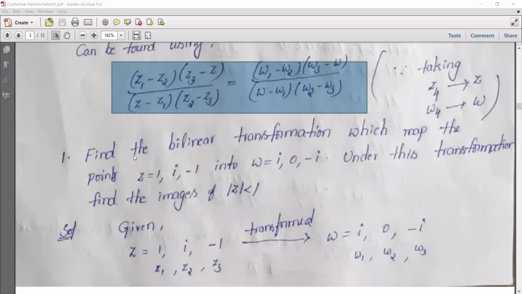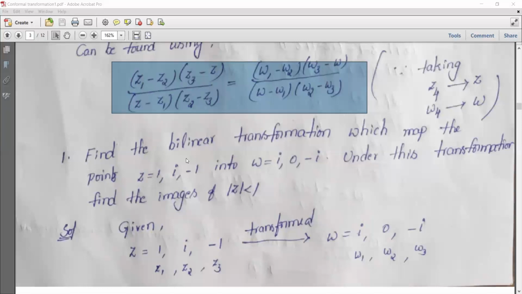Now find the bilinear transformation that maps the points Z equal to 1, i, minus 1 onto W equal to i, 0, minus i. Again, one more question here: under this transformation, find the image of mod Z less than 1.